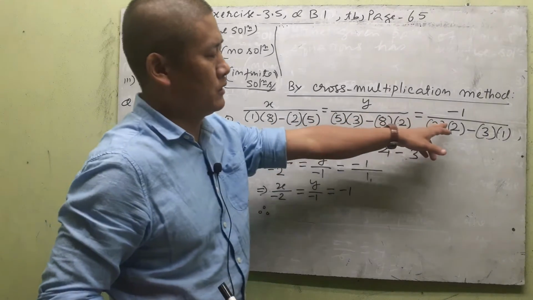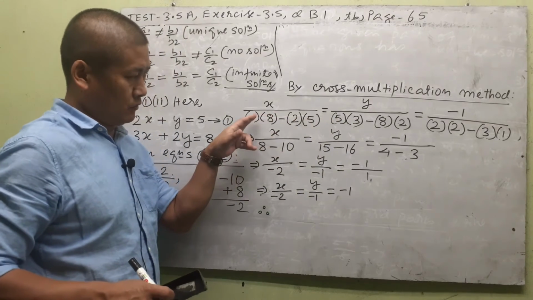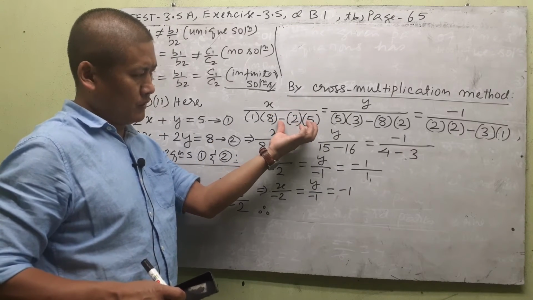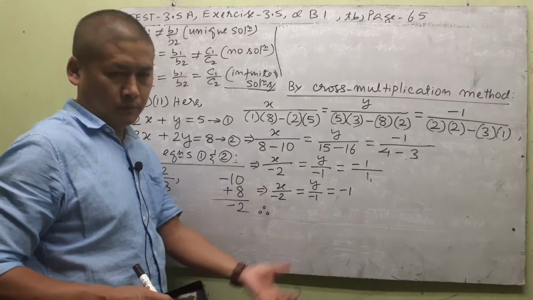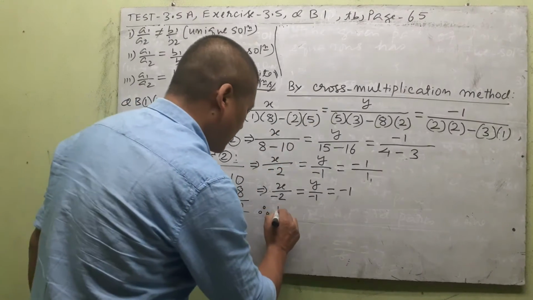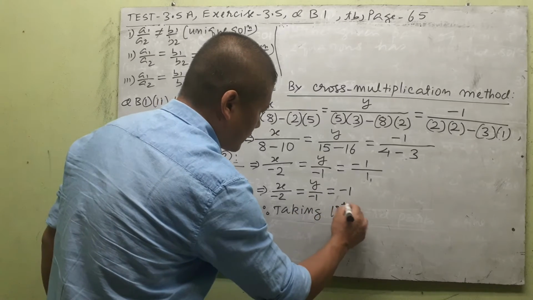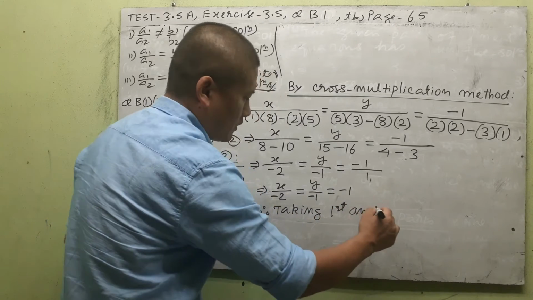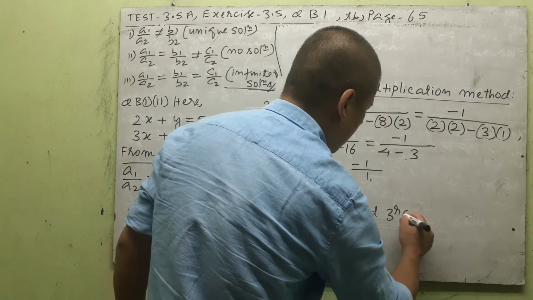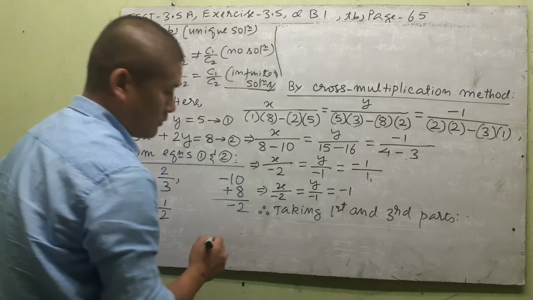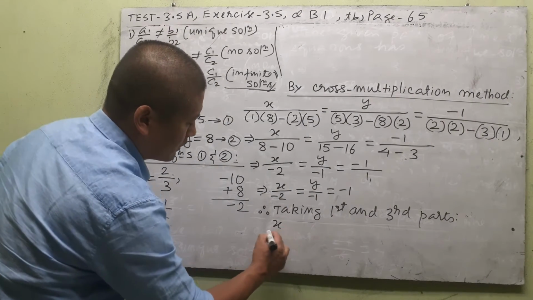This step is crucial. We have to be very cautious with this step, because if we get this step wrong, everything else after that will become wrong. So taking the first part and third parts, okay. Why? I'll show you, because the first part has x by minus 2.